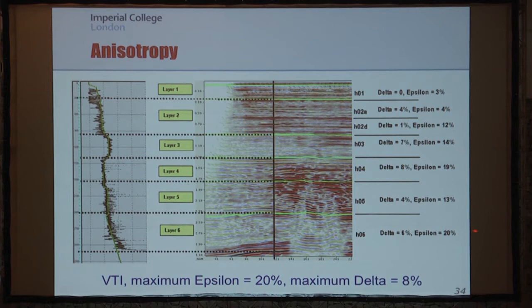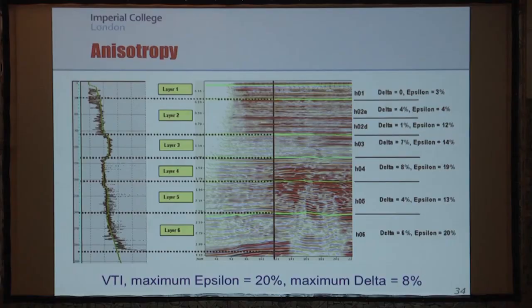And then delta is a measure of what happens at intermediate angles. So 20% is quite a lot of anisotropy, and if you don't include that in the modelling and in the inversion, then you really won't get the right answer. So you need an anisotropy model.